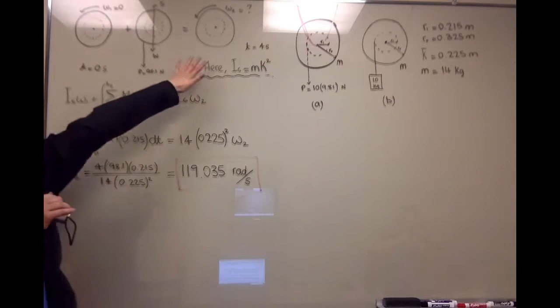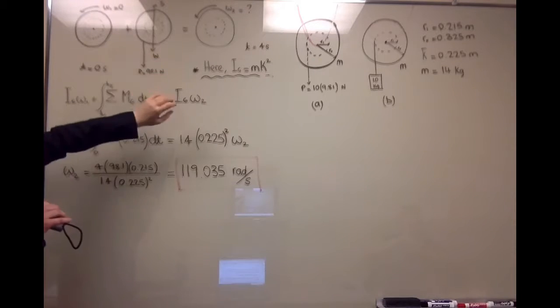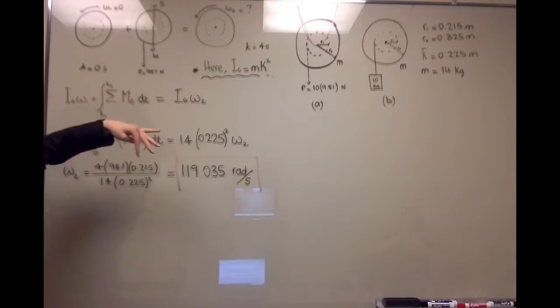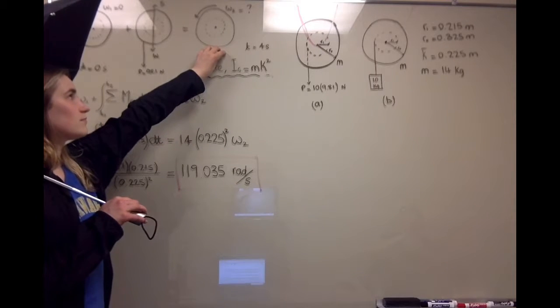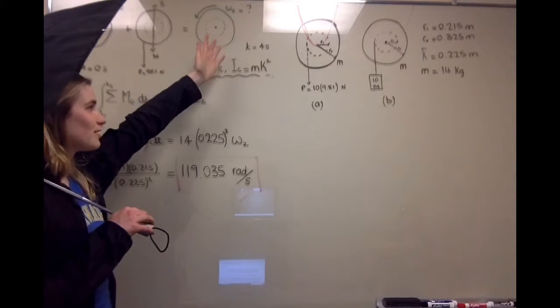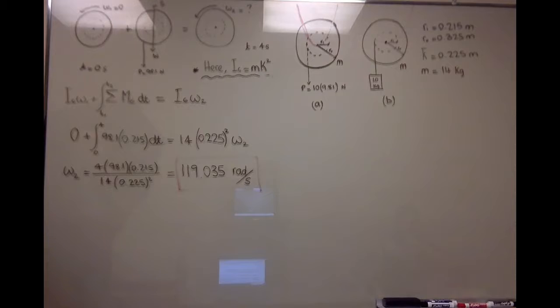Here we have our free body diagrams, and this is the groove drum at the beginning when time equals 0 and it is at rest. And then here's the groove drum where the moments are affecting the angular velocity. And then we have the final groove drum at time equals 4. This is how the groove drum appears with our free body diagram.